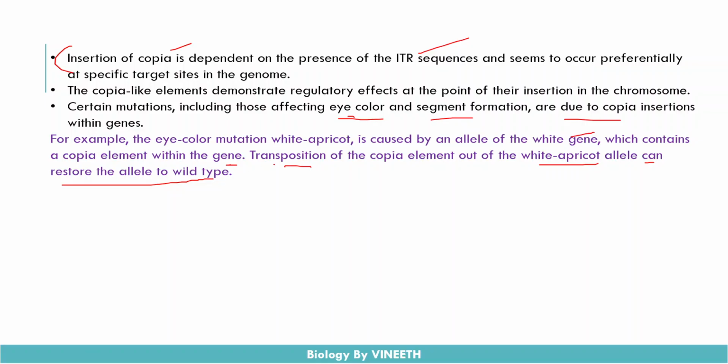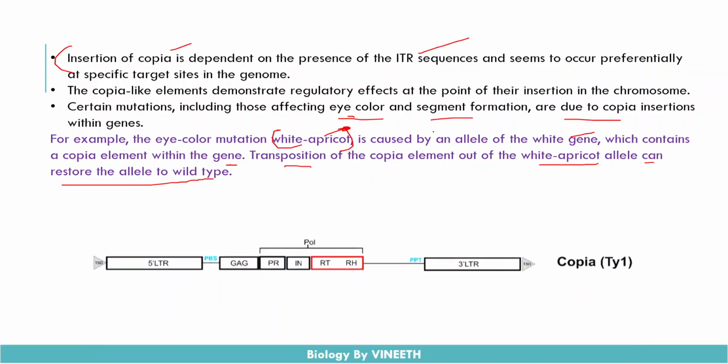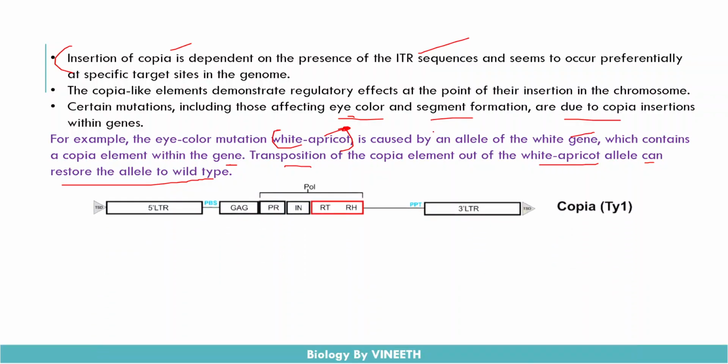When this copia element is present along with the white gene, the allele which codes for the white gene, that will disrupt the gene activity, or mutate the gene activity, and cause the eye color to get mutated, okay. So that is the eye color mutation white apricot, okay. And this is what is seen in the case of copia elements, okay.